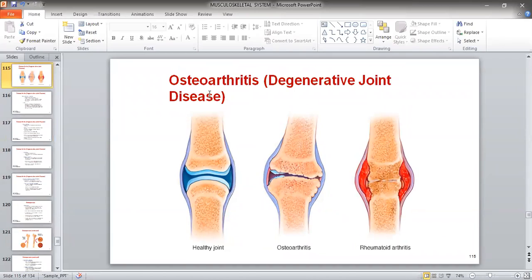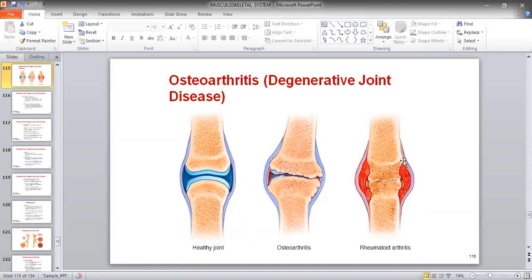Here it shows the osteoarthritis disease process: the healthy joint, this is the osteoarthritis deformed joint, and this is rheumatoid arthritis, right? So if I go a little bit back, osteoarthritis, as I told you, is a degenerative disease process, with pain with activity that gets better with rest, affects specific joints, is not systemic, with negative rheumatoid factor but positive Bouchard nodules.